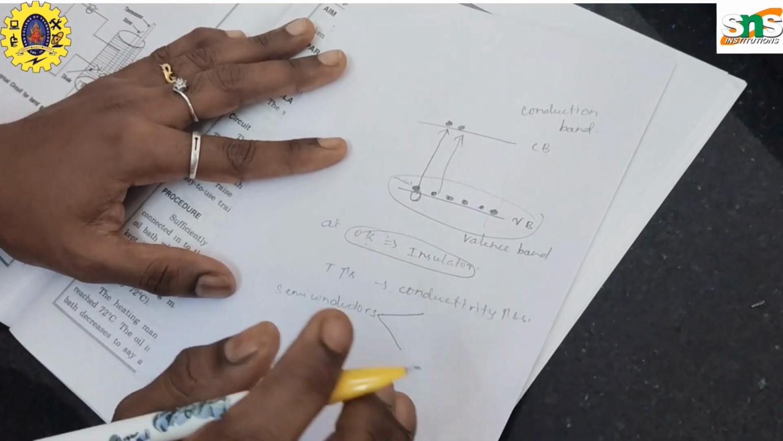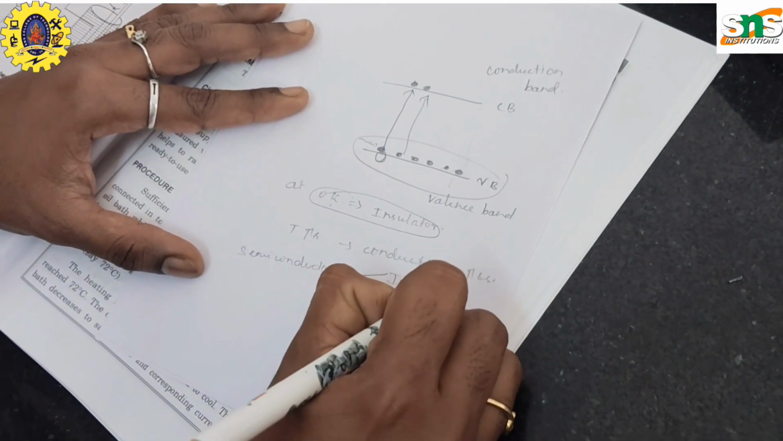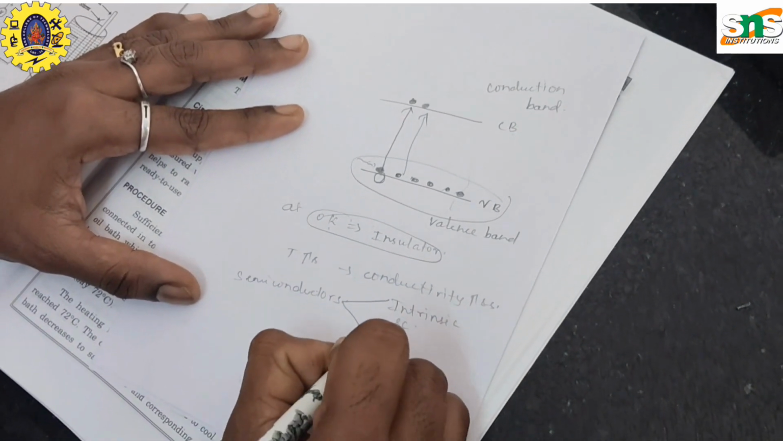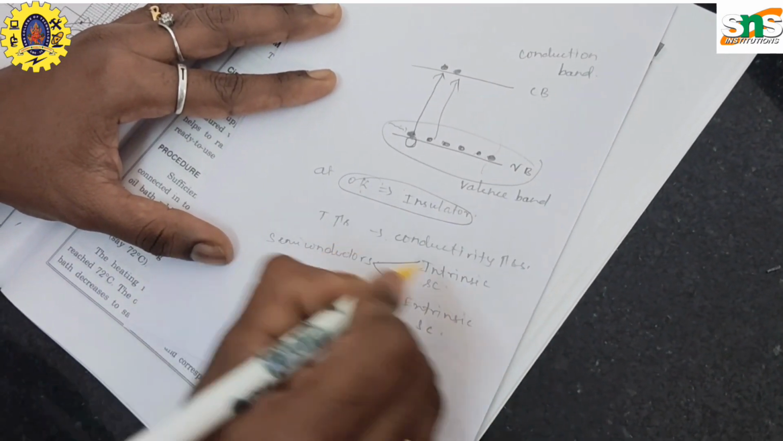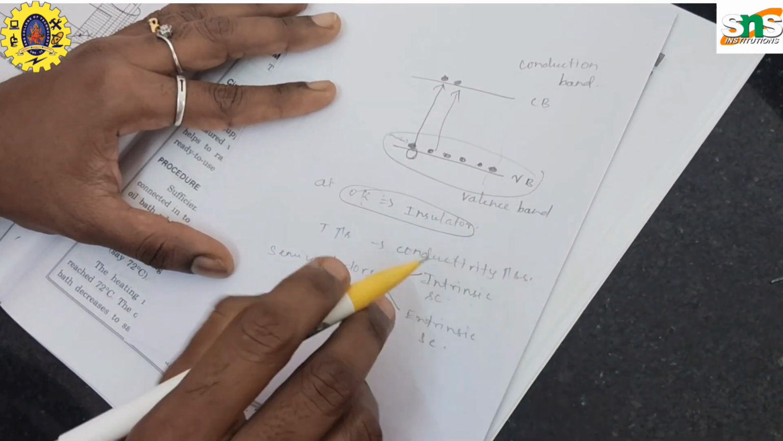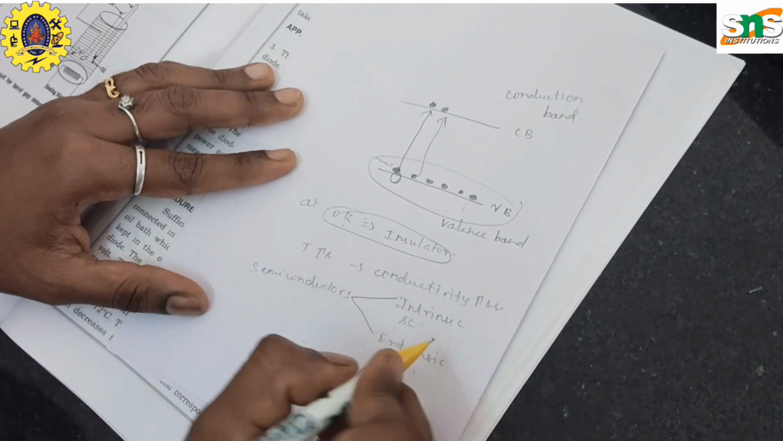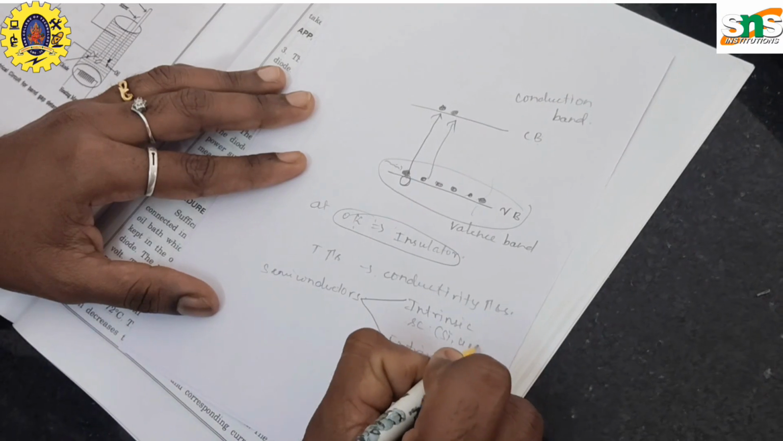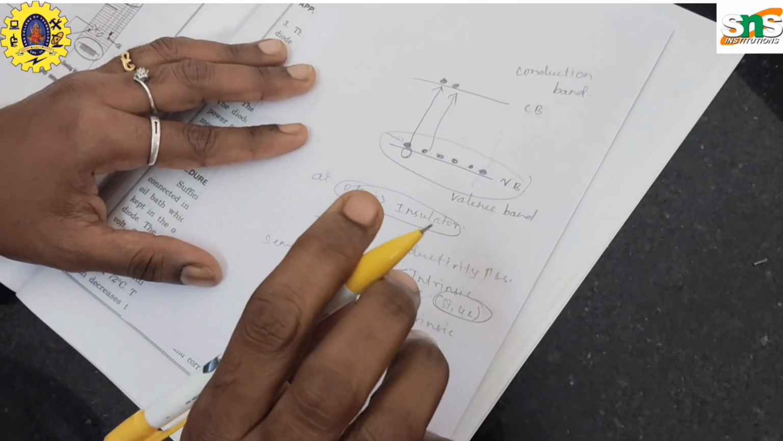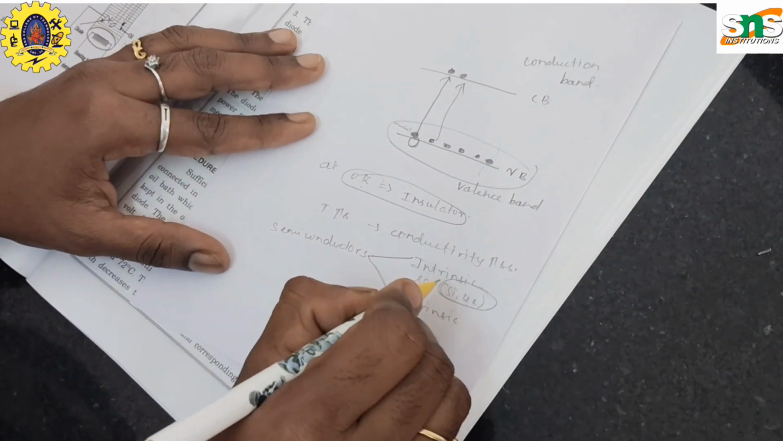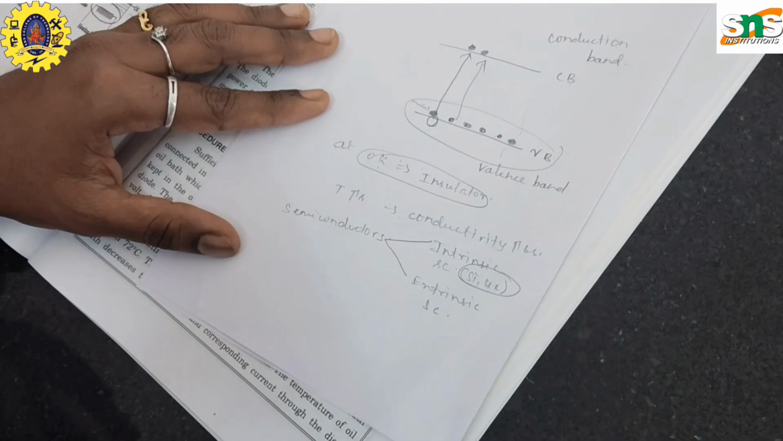Again, semiconductors are divided into two different types. What are the two different types? Intrinsic semiconductor and extrinsic semiconductor. Intrinsic is nothing but the purest form of semiconductor. It doesn't have any impurities. For example, silicon and germanium are pure forms of semiconductors, so they are called intrinsic semiconductors. Let us consider a silicon wafer. It consists of only silicon atoms, right?